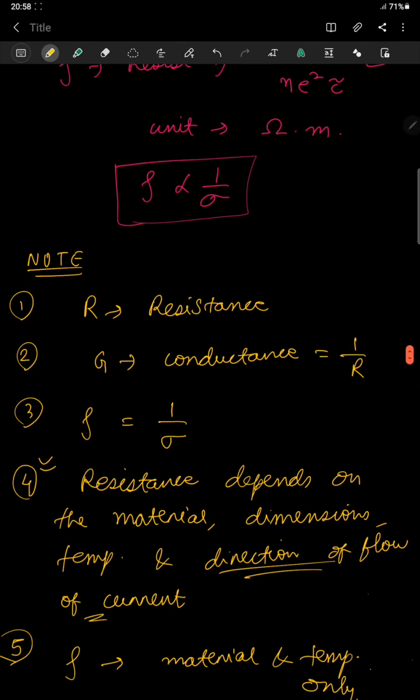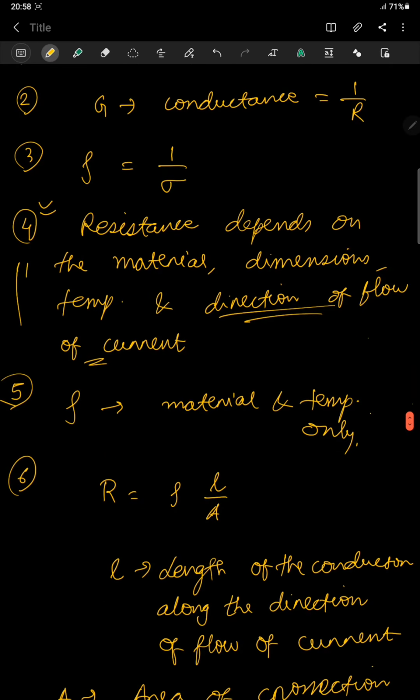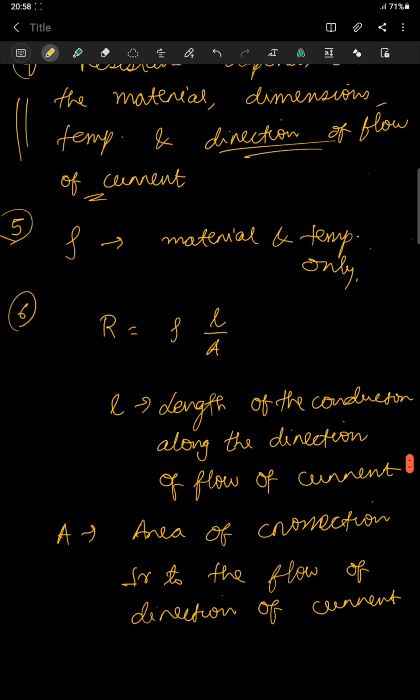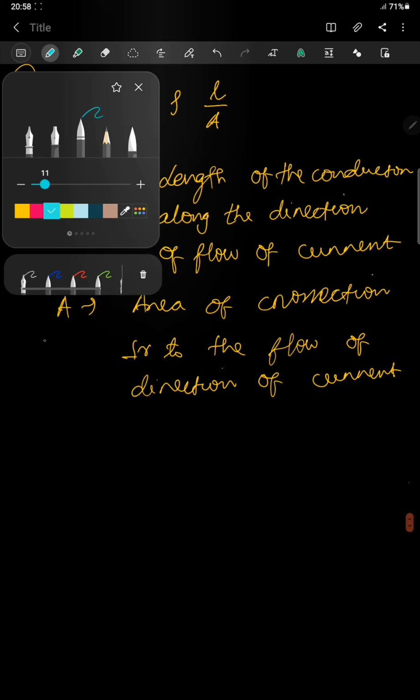Now let us do some problems related to this formula R is equal to rho L by A, which will make you clear about the fourth point. What is the fourth point? That resistance depends on the direction of the current. We'll see how, if we change the direction of the current, the resistance changes. Let us do 3 examples. From there you will be clear.